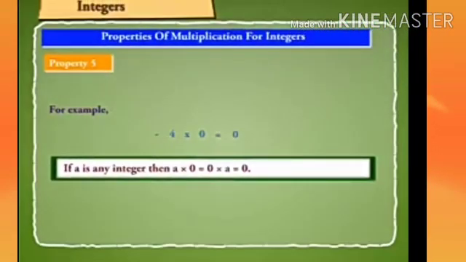Here, this property is multiplication by 0. Let us multiply an integer by 0. For example, minus 4 is an integer. If you multiply minus 4 into 0, we get the result as 0. Thus, when any integer is multiplied by 0, the result will be 0. Hence, if a is any integer, then a into 0 is equal to 0 into a, which is equal to 0.